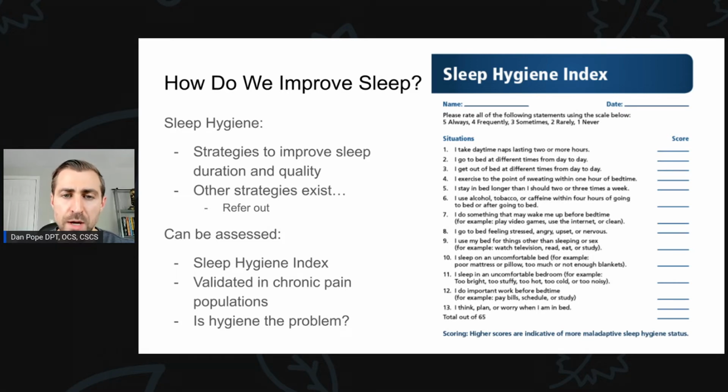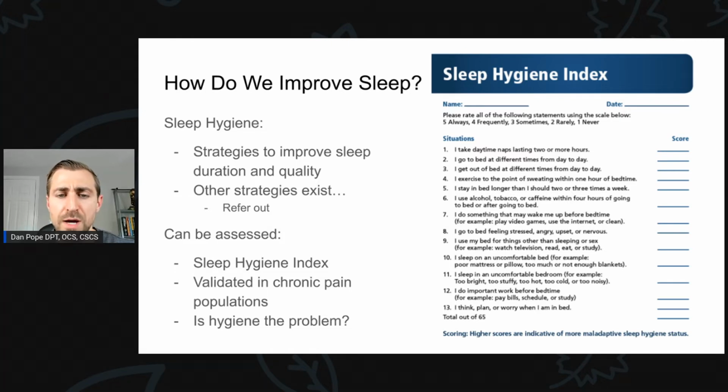The first situation, I take daytime naps lasting 2 or more hours. Number 2, I go to bed at different times from day to day. Number 3, I get out of bed at different times from day to day. Number 4, I exercise to the point of sweating within 1 hour of bedtime. Number 5, I stay in bed longer than I should 2 or 3 times a week. Number 6, I use alcohol, tobacco, or caffeine within 4 hours of going to bed or after going to bed. Number 7, I do something that may wake me up before bedtime. For example, playing video games, using the internet, or cleaning.